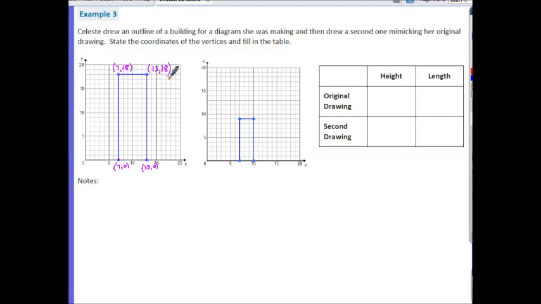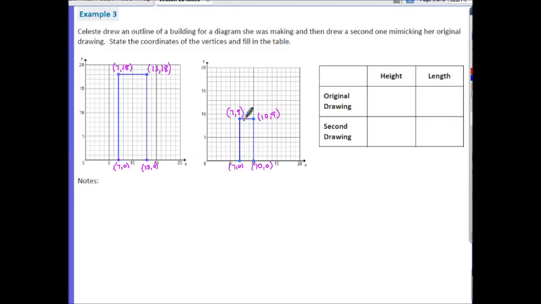For our scale drawing, or her second drawing, we have the coordinate points. Let's see, this one is going to be 7, 0 as well. And then this one is at 10, 0. This one is at 10, 9. And this one is at 7, 9.